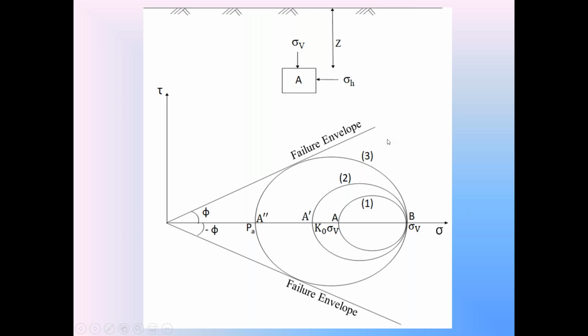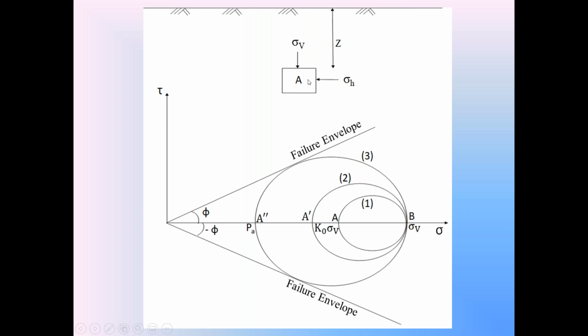Below the failure envelope, backfill is not failure. Second Mohr stress circle, when sigma h is at A dash, this is OA dash. At the beginning of the active condition, sigma h slightly decreases. So point A shifted to point A dash. Then we got this second Mohr stress circle. The second Mohr stress circle is also below the failure envelope. So the backfill is not in failure.